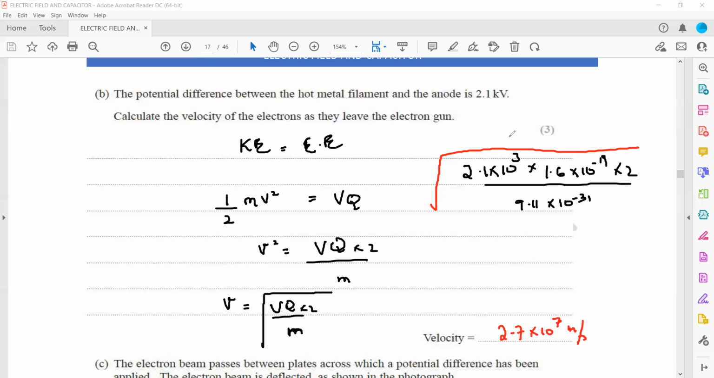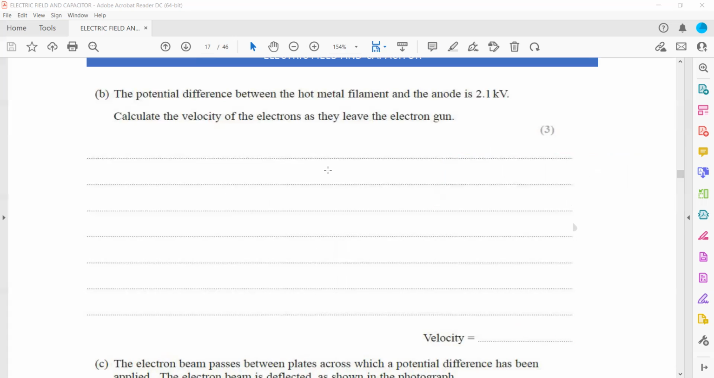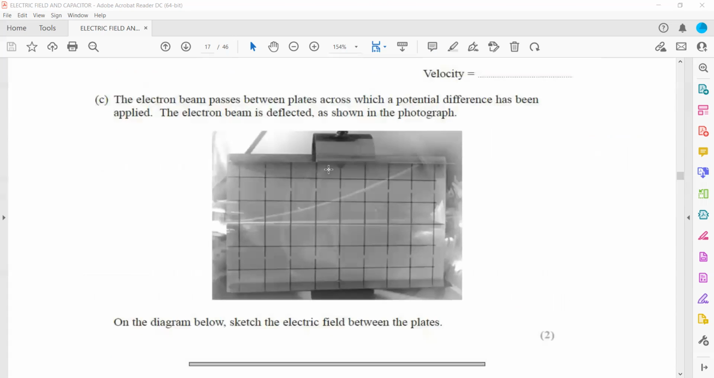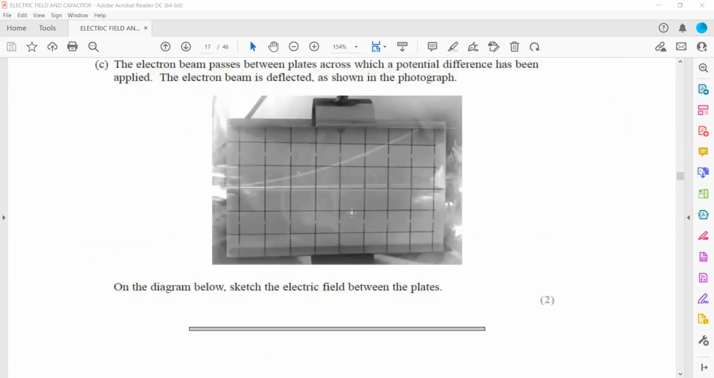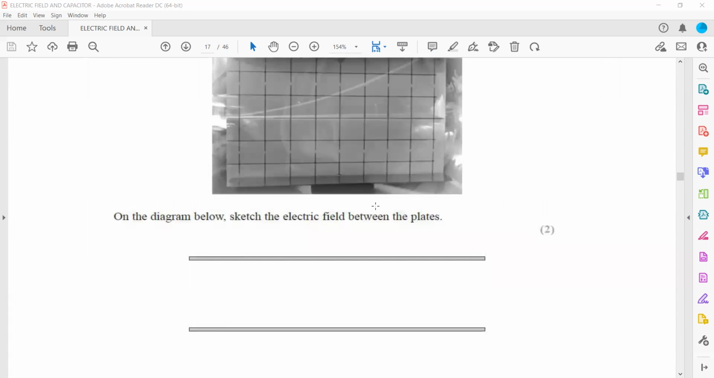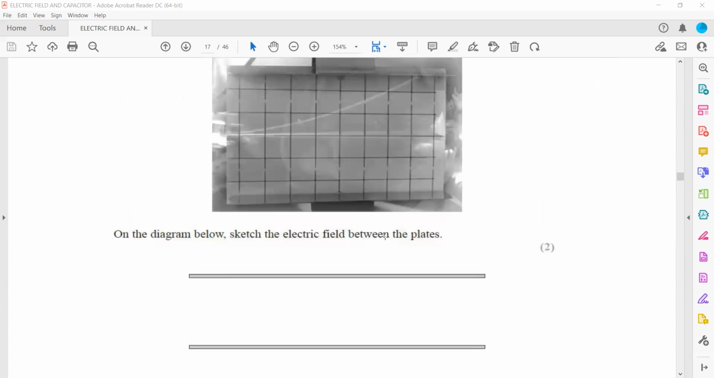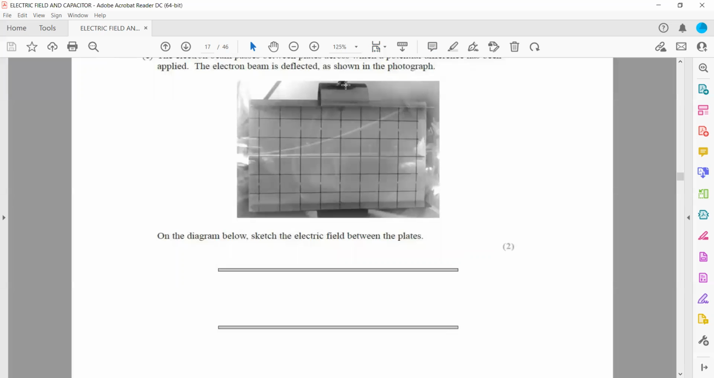So whenever we use an electric field to accelerate a particle, the electrical energy changes to kinetic energy. The electron beam passes between the plates across which a potential is applied. The electron beam is deflected up. If the electron beam is deflected up, electrons are negative, so they are attracted toward the positive plate. So which plate is positive, top or bottom?